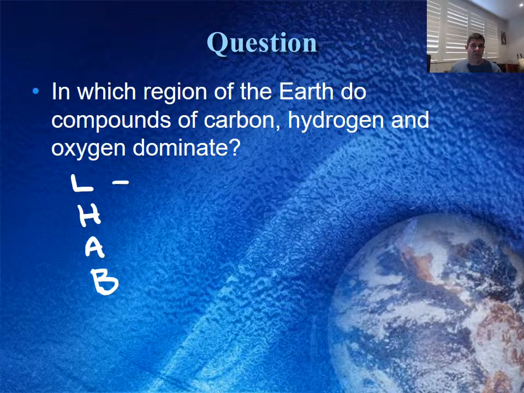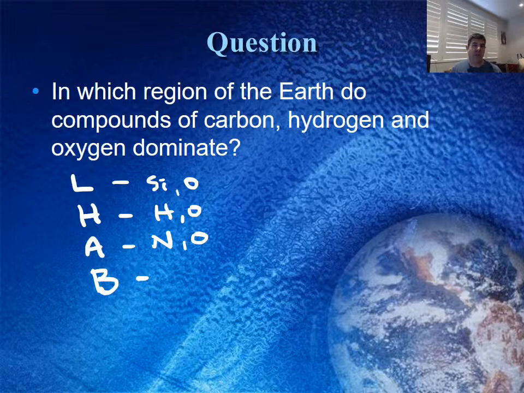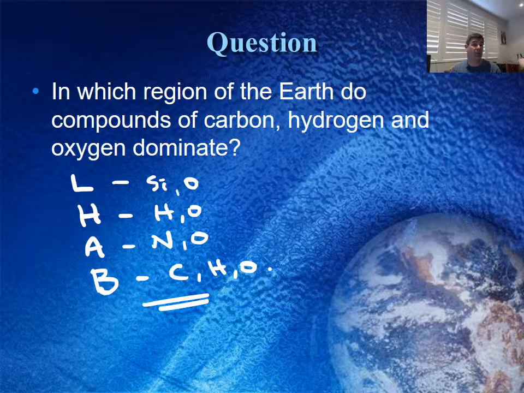The lithosphere tends to be dominated by the silicates, so silicon and oxygen. The hydrosphere is dominated by water, so hydrogen and oxygen. The atmosphere is dominated by nitrogen and oxygen. So it's the biosphere that's the one that's dominated by carbon, hydrogen, and oxygen. So in this case, the region of the Earth that we would expect to be dominated by compounds of carbon, hydrogen, and oxygen would be the biosphere.